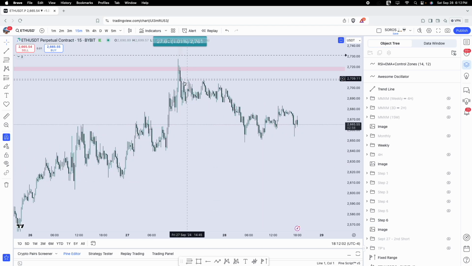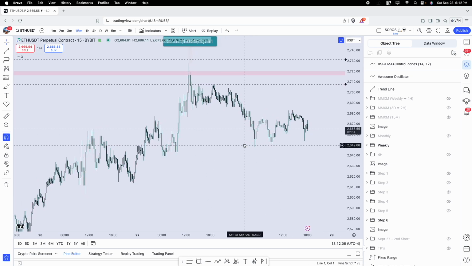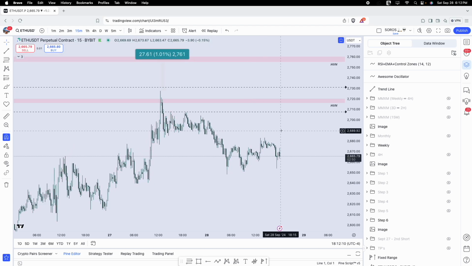There's a lot more to how to enter the short in the range. I'm not going to go into everything in this video, but this is a pretty good sample of what I do. So hopefully you guys get some value from this.